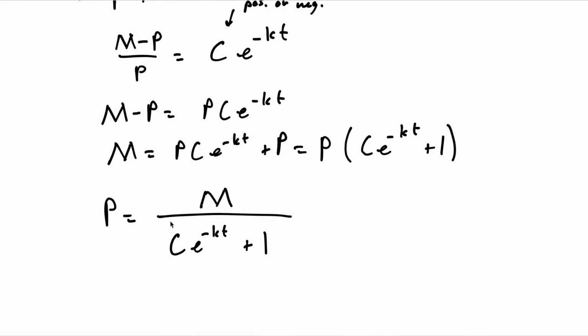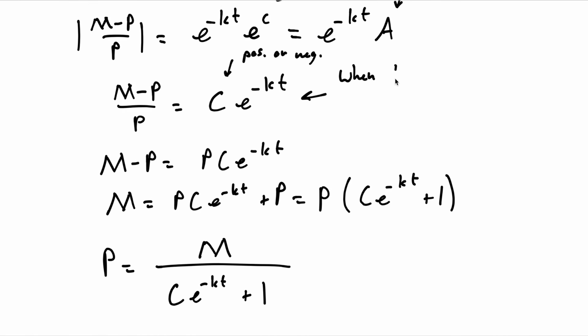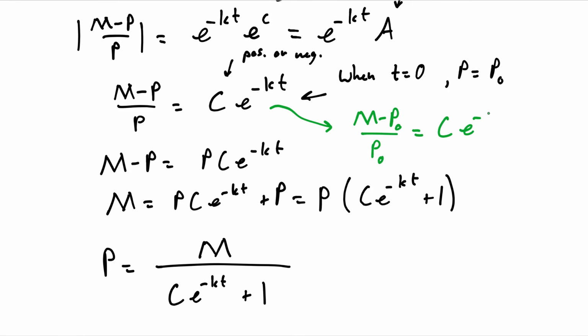It turns out that we can determine a meaningful value for this arbitrary constant C. If we go up to this expression here, if we imagine what the value of the population is when t equals 0, we could call that population P sub 0 for the initial population. So if t equals 0, this expression turns into (M minus P sub 0) divided by P sub 0 is equal to C times e to the negative k times 0. e to the 0 is 1, so this is equal to C.